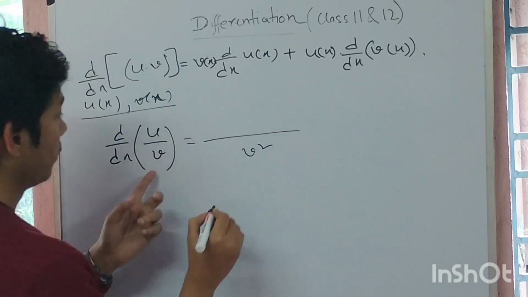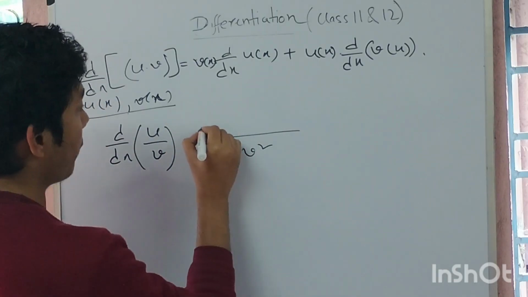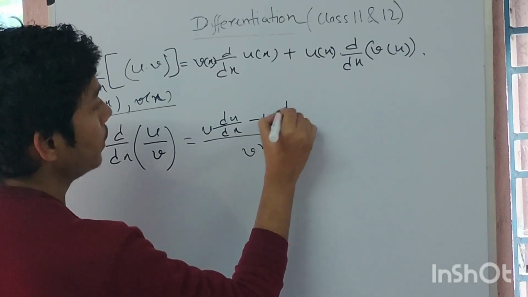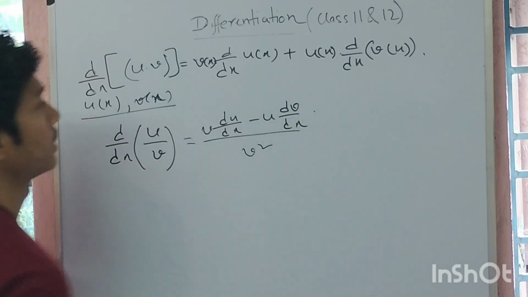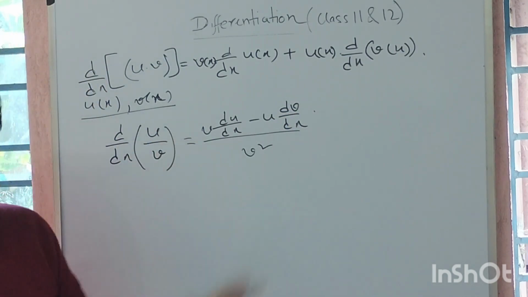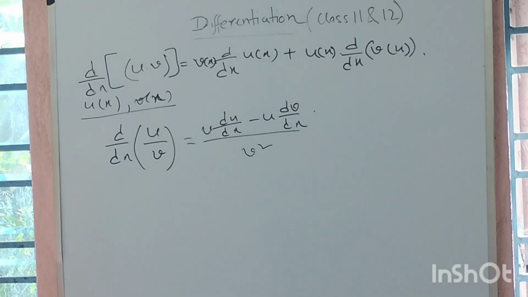The formula is v squared in the denominator, and in the numerator it will be v into du/dx minus u into dv/dx. These two are the formulas. By using these two formulas, I am solving two problems now.